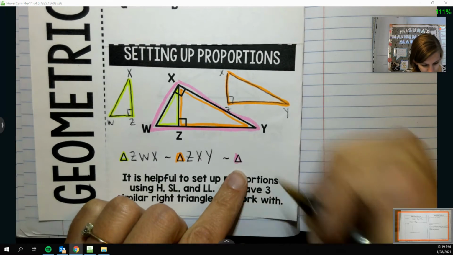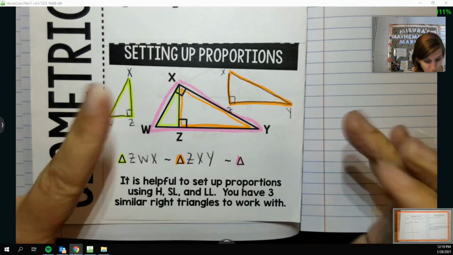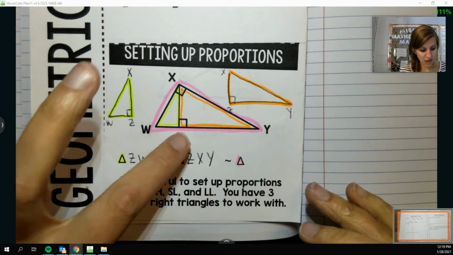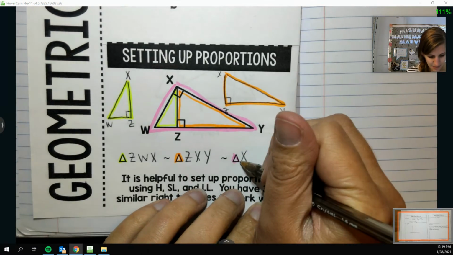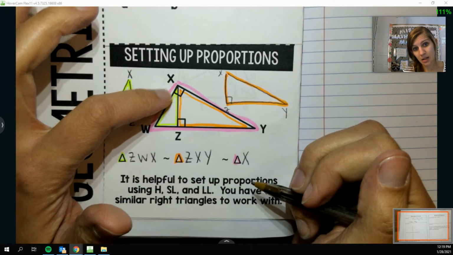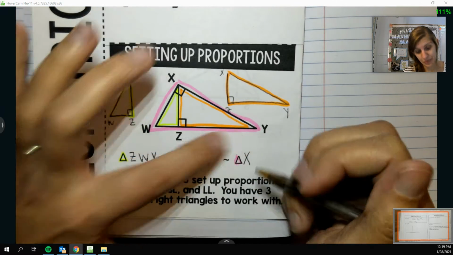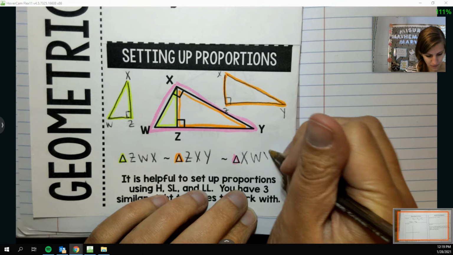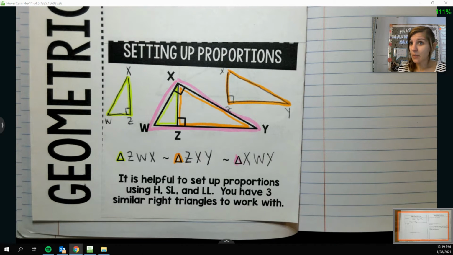And then for the pink triangle, the whole thing, we got to start at the 90, which on this one is not Z, it's X. Then I got to travel across the small and then the hypotenuse. So X, W, Y.